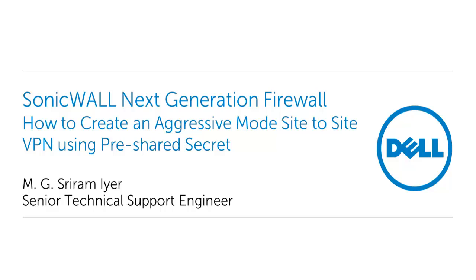In this video, I'm going to show you how to create aggressive mode site-to-site VPN using Preshared Secret for authentication between two Sonicwall UTM appliances. Aggressive mode VPN is used when one side of a VPN tunnel has a dynamic WAN IP address.